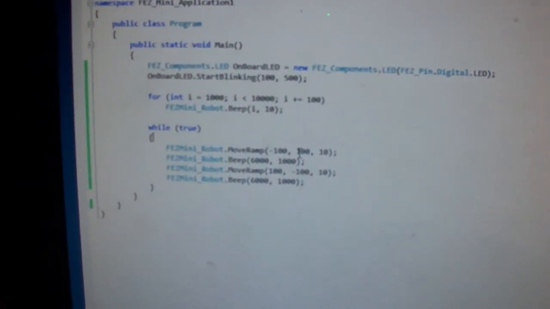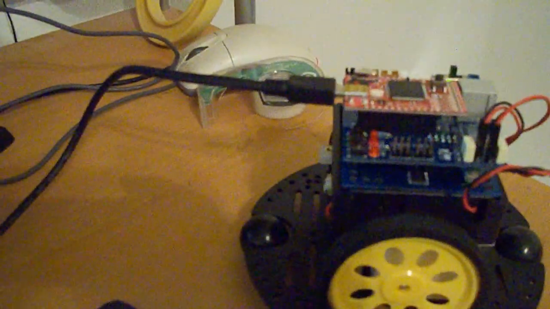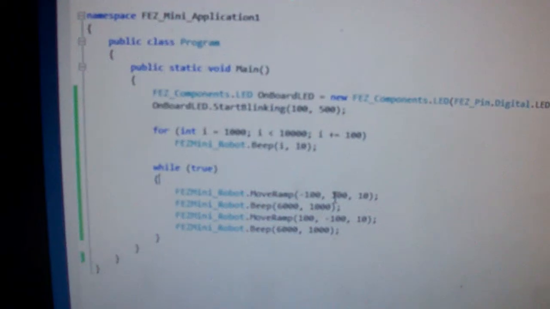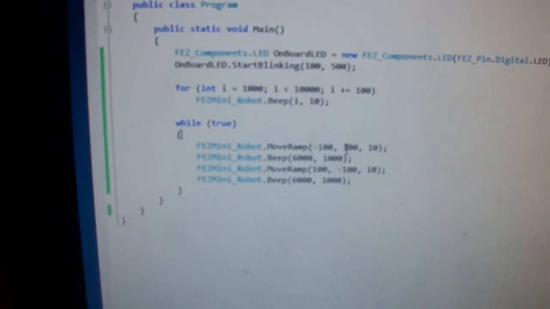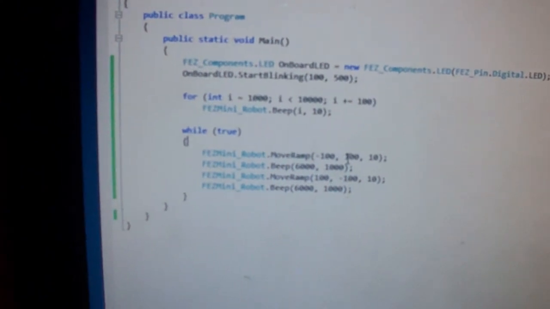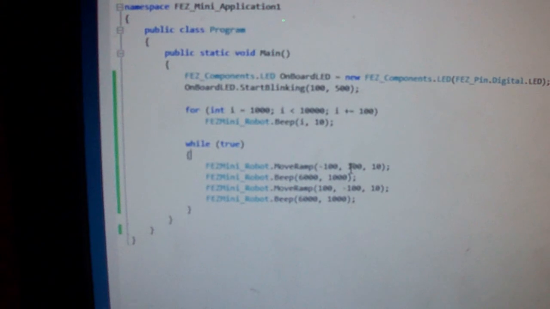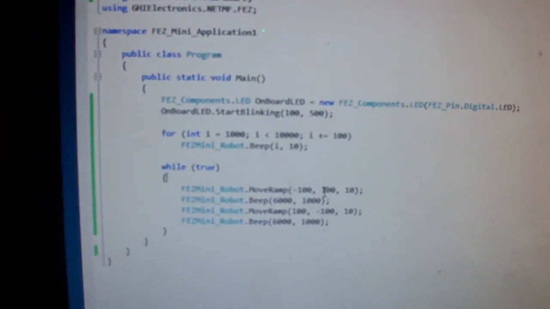Okay, so this is the first test of the FEZ mini robot, and here it is in all its glory right now, connected via USB cable. So here's some first demo code that I did. Basically, the robot's gonna do some beeping, a whole lot of moving, and also the onboard LED is gonna blink one hell of a lot.